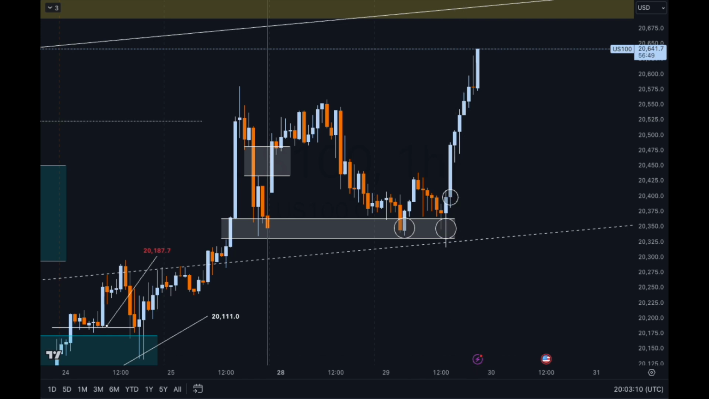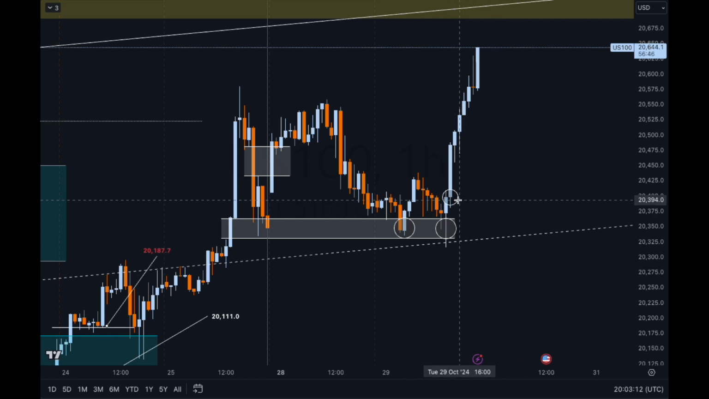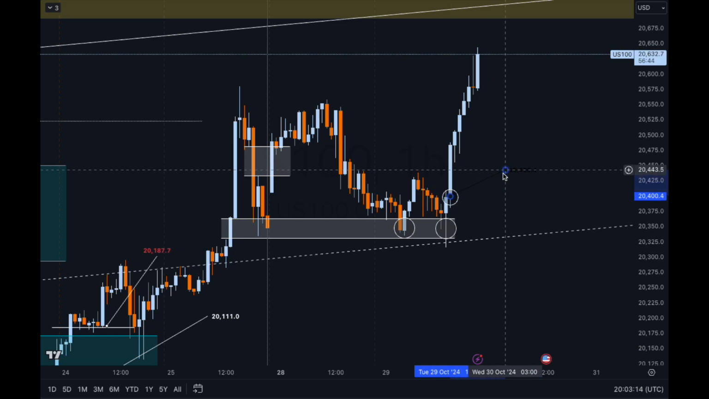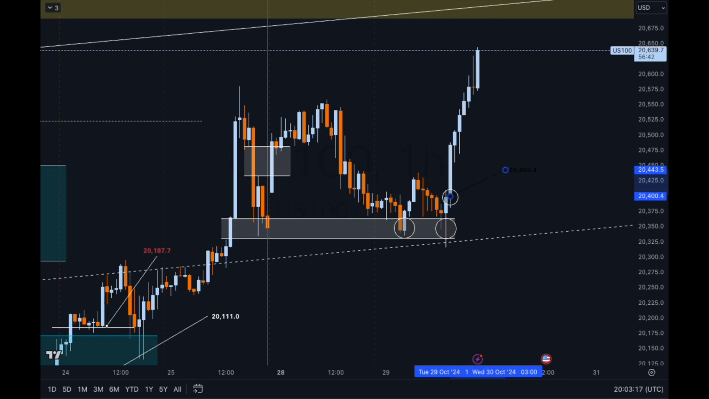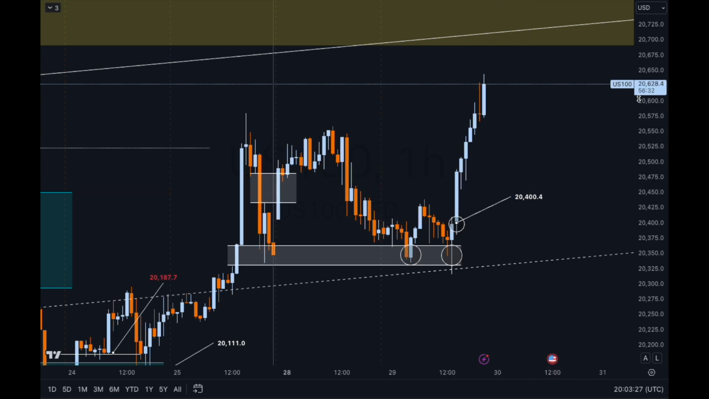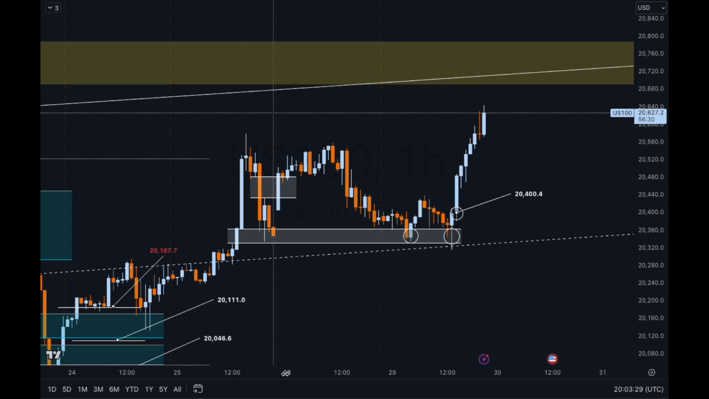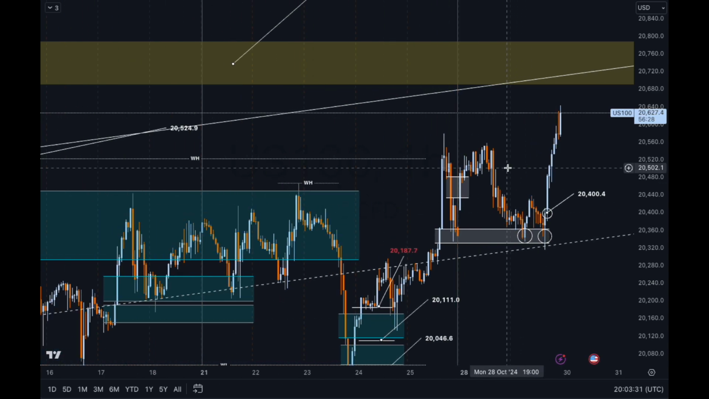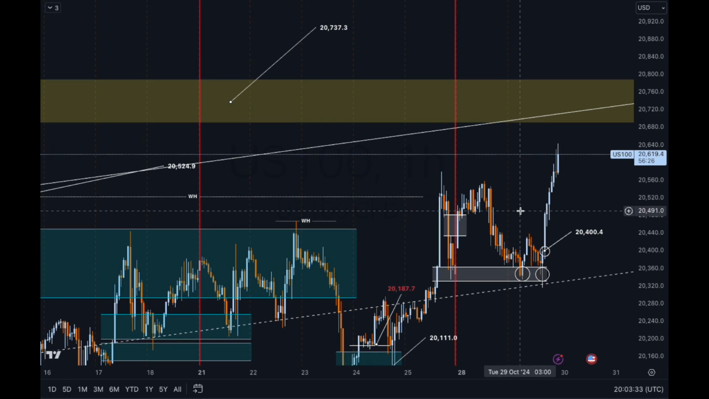Let me just draw a label on that right here. Let's make this white, and let's make the text white as well. So that would have been an opportunity. As you can see, price is still flying, and the zone that I've been mentioning for a good couple of videos, it looks like price is really on its way up there.